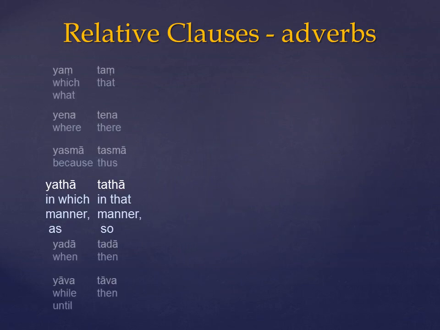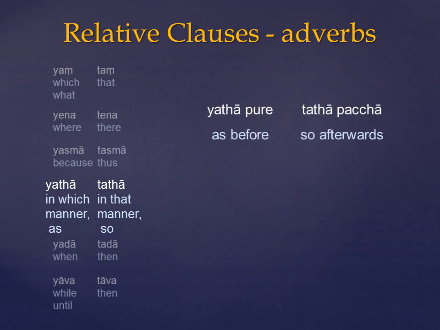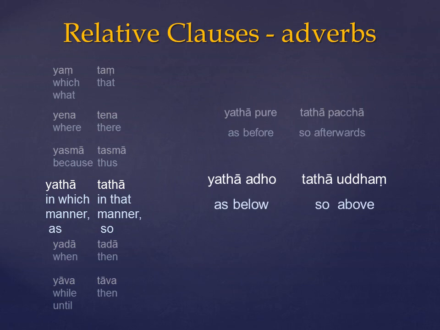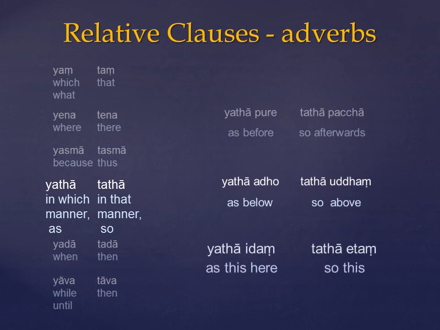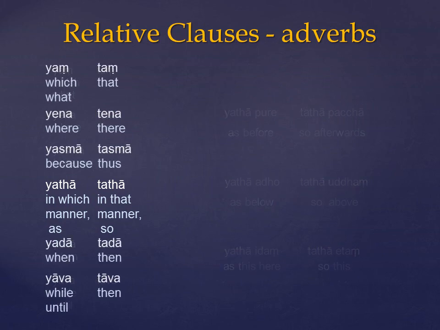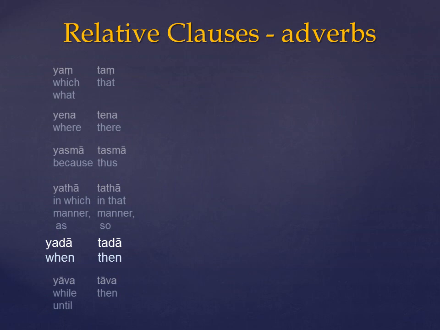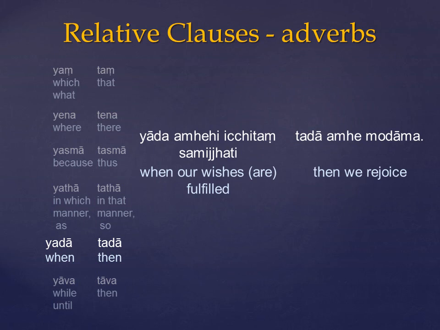Next, yata and tata, which are adverbs of manner, and generally can be rendered as and so. Yata pure, tata pacha. As before, so afterwards. As below, so above. As this, so this. Yada and tada mean when and then. When our wishes are fulfilled, then we rejoice.